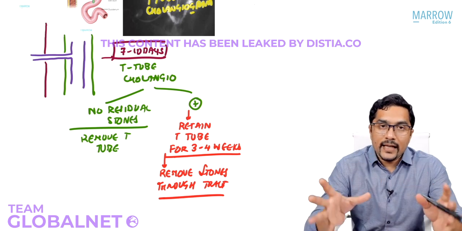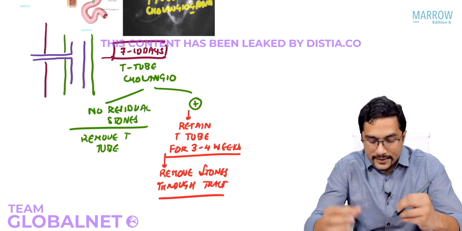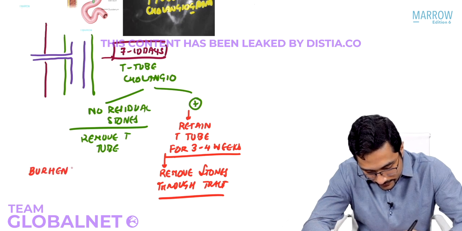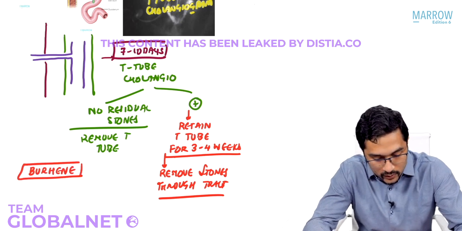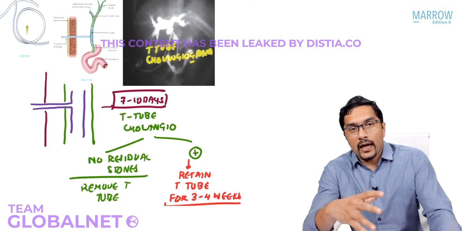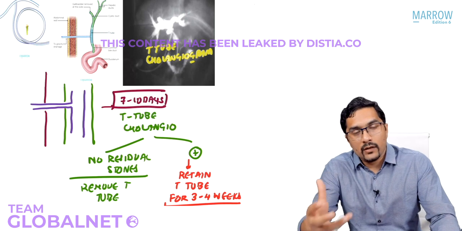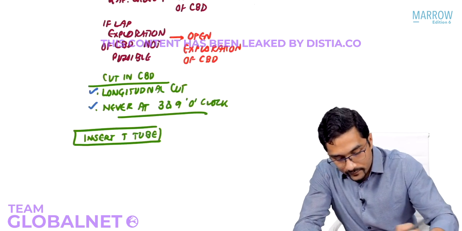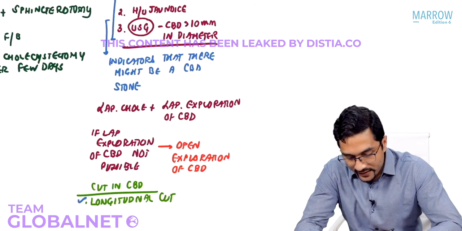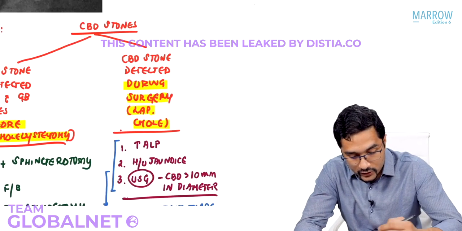So this technique of managing CBD stones using a T-tube, this technique is known as the Burheen technique. This has been mentioned in Bailey. You should know the Burheen technique. You should be able to identify the T-tube I've shown to you. And you should know that the T-tube cholangiogram is done after 7 to 10 days. So this was situation number 2 when we discovered stones during surgery.